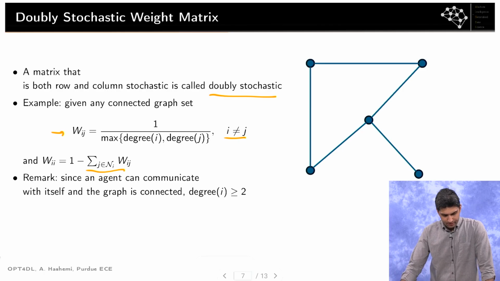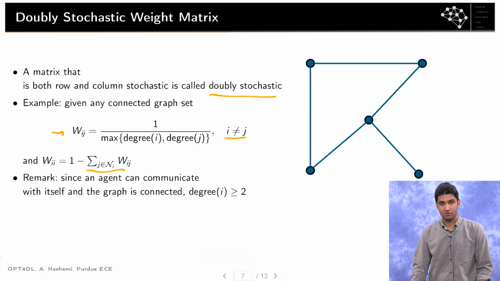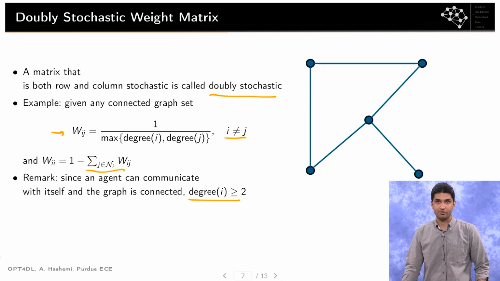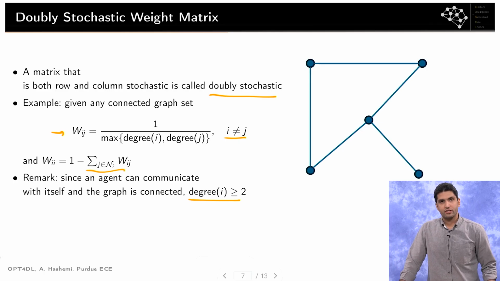And so what's the degree? In this case, we are assuming that the degree is basically the number of outgoing edges from a node. We are assuming that each agent can communicate with itself, which basically means that there exists an edge from one agent to itself. Also, we are assuming that the graph is connected, so any agent is also connected to at least another agent. So what does that mean? It means that the degree of each node is at least 2. So the largest wij can be is 1 over 2, using this way of setting the weight matrix.